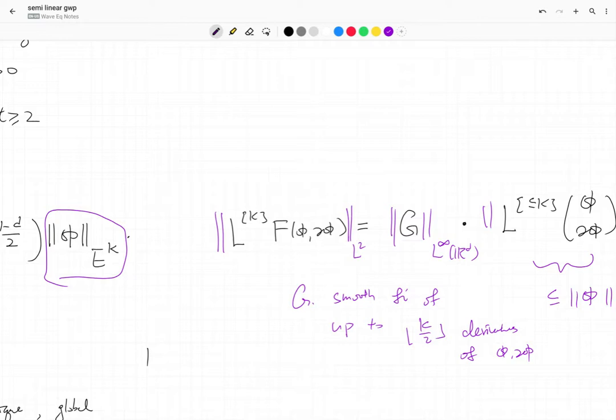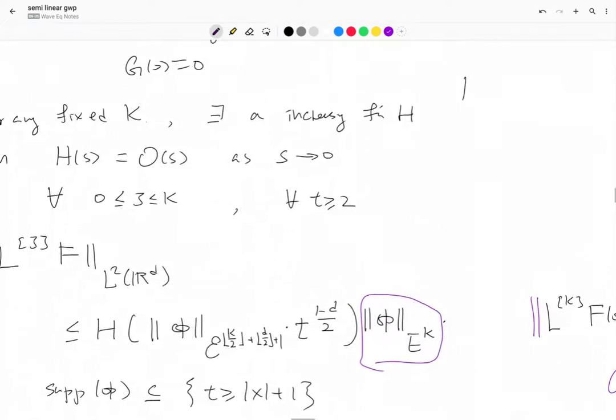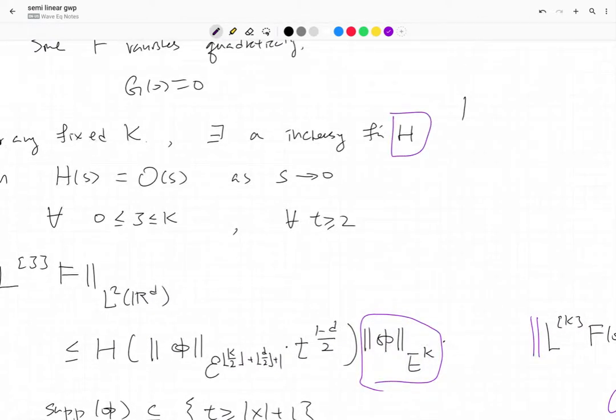So the function h here is an increasing function. This is basically just an upper bound for g. So what we have is that this tells us that g of its arguments is bounded by h of the norm of the arguments. And this is the L infinity norm of the arguments.